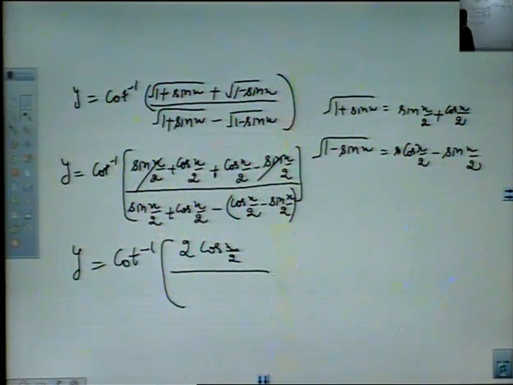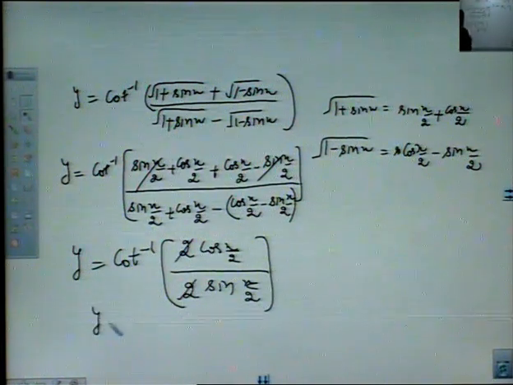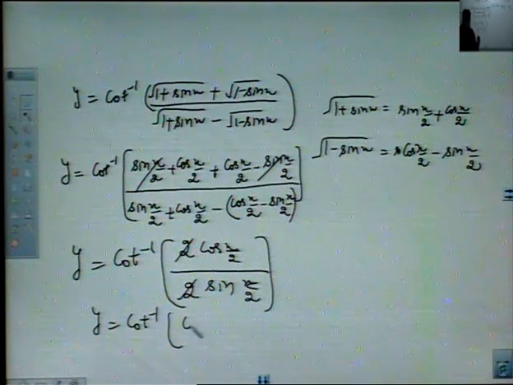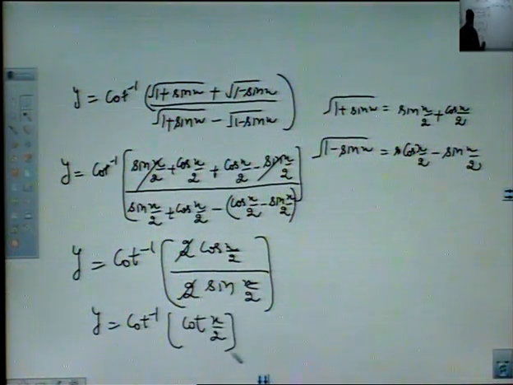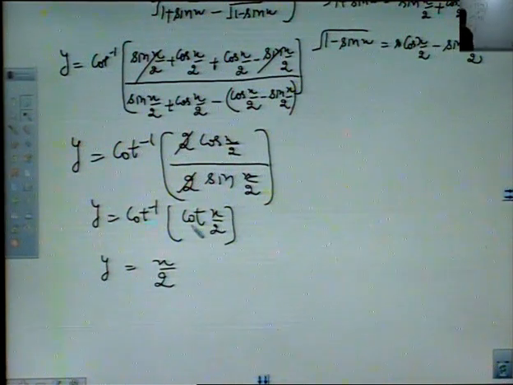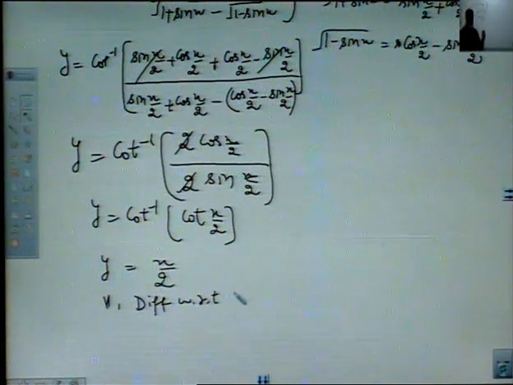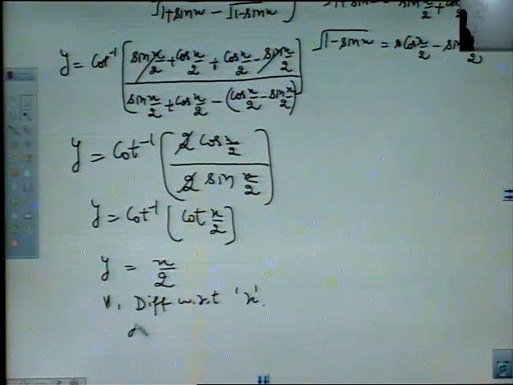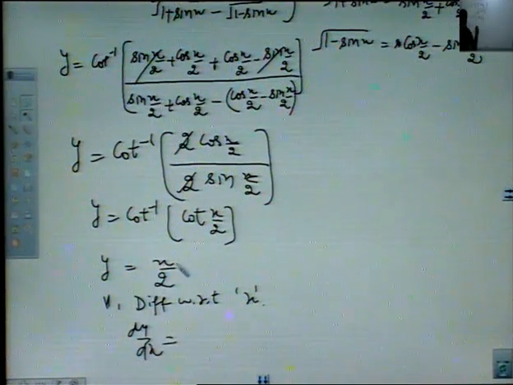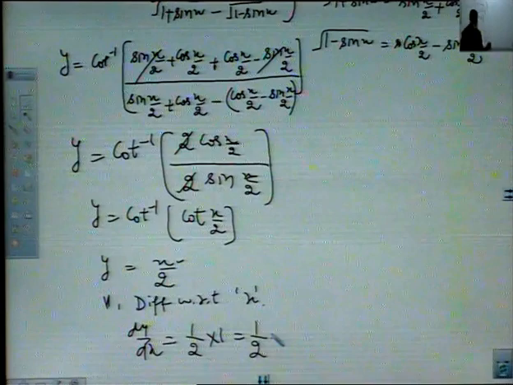And in the denominator, cos is cancelled by cos, leaving 2 sin x by 2. Cot inverse is cancelled by cot and y equal to x by 2. Now differentiate with respect to x, we get dy upon dx is the derivative of x by 2, which is 1 by 2 into 1, which is equal to 1 by 2.